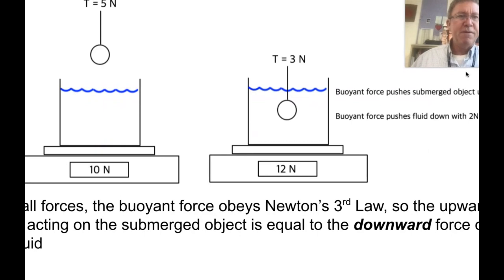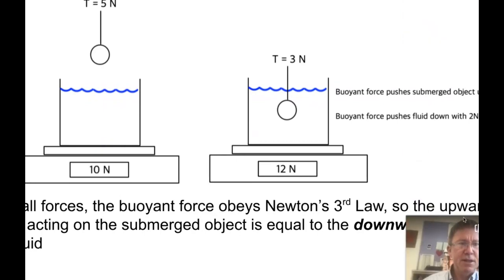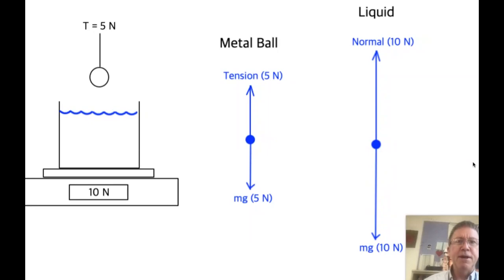Now, let's see, every time I move my face, it seems to make this a little bit weird. Let's see if I go. There we go. Okay, so let's draw a free body diagram, shall we? So here is the metal ball before it goes in. Before it went in, in the free body diagram, I have mg down, which is 5 newtons, and I have tension up, which is 5 newtons. The object has a net force of 0.